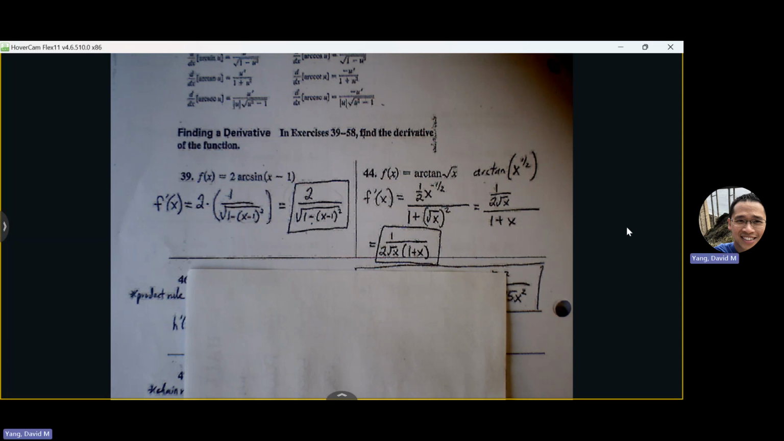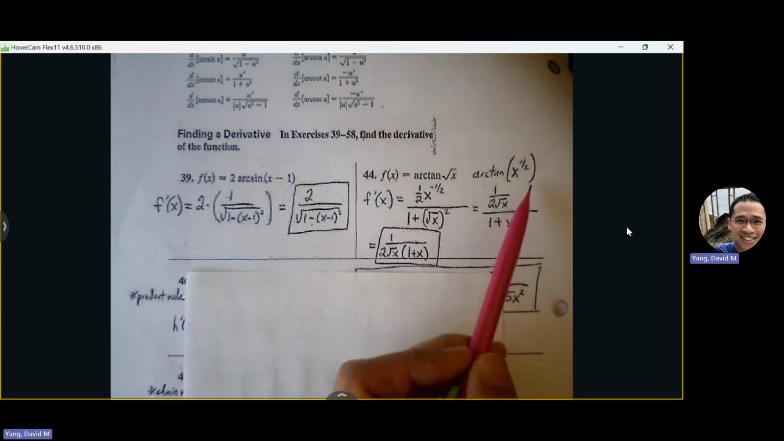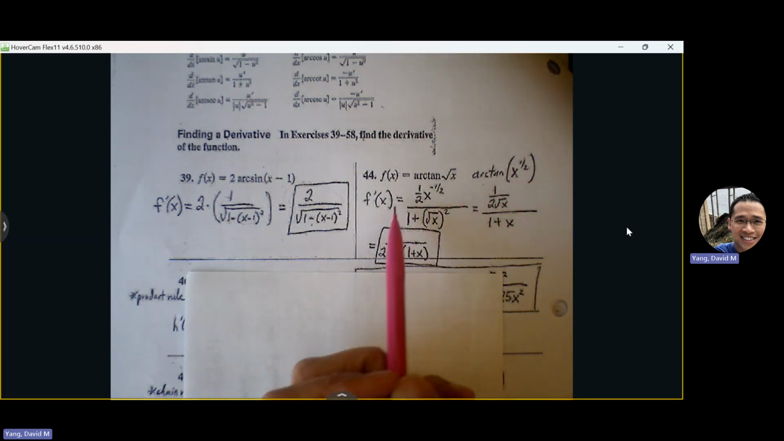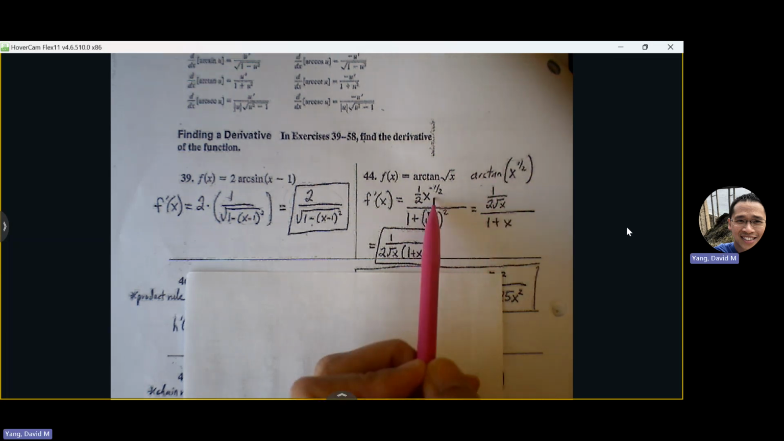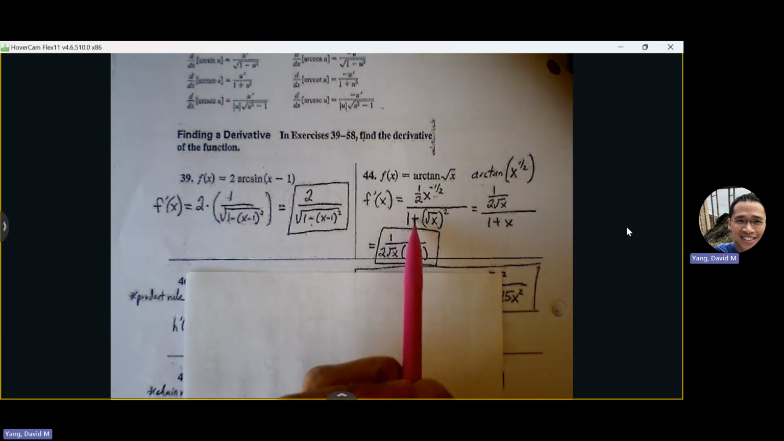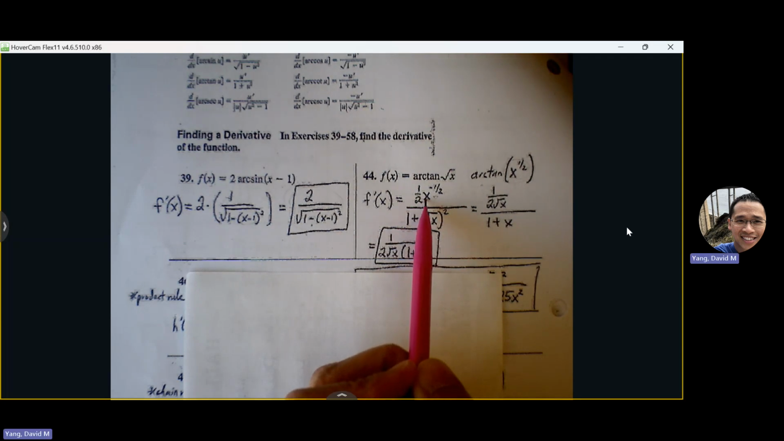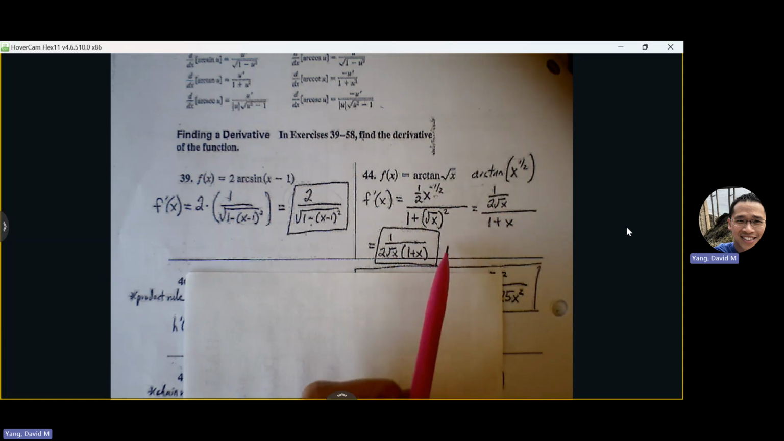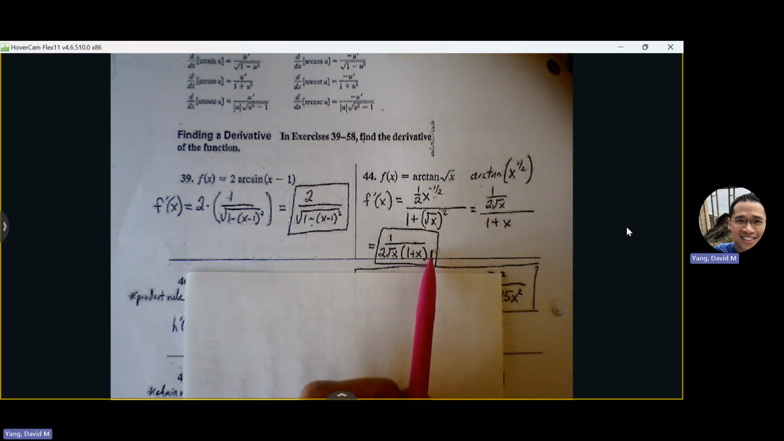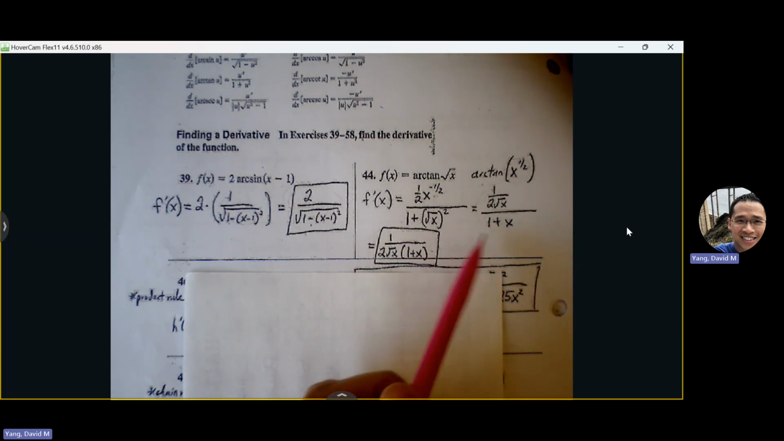Okay, next up with 44, we know our u value is square root of x, but let's rewrite that square root of x as x to the 1/2 to get it ready for our u prime, where we're going to apply power rule here. So our tangent is u prime over 1 plus u squared. So u prime, 1/2 x to the negative 1/2, 1 plus u squared, 1 over 2 root x, all over 1 plus x. You can leave it in this form. You can also multiply by the reciprocal and reduce it out of the complex fraction.